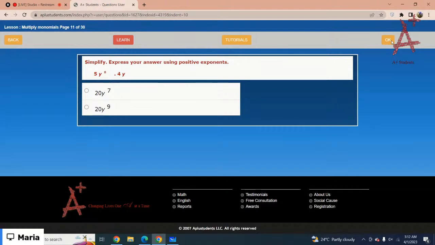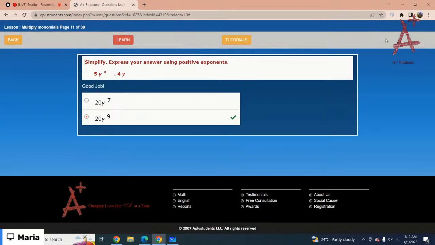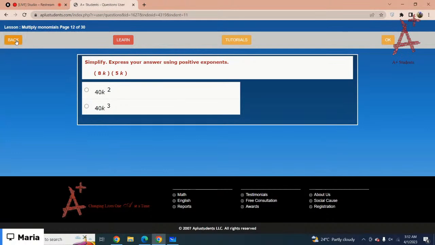Okay, the next one is 5y8 times 4y. 5 times 4 is 20, and you have to add their exponents. 8 plus 1 is 9, so it would be 20y9. Got it? Just select the correct option and click on the OK button. Okay, you can complete the test by yourself later. Today, let me just move on to the next lesson.